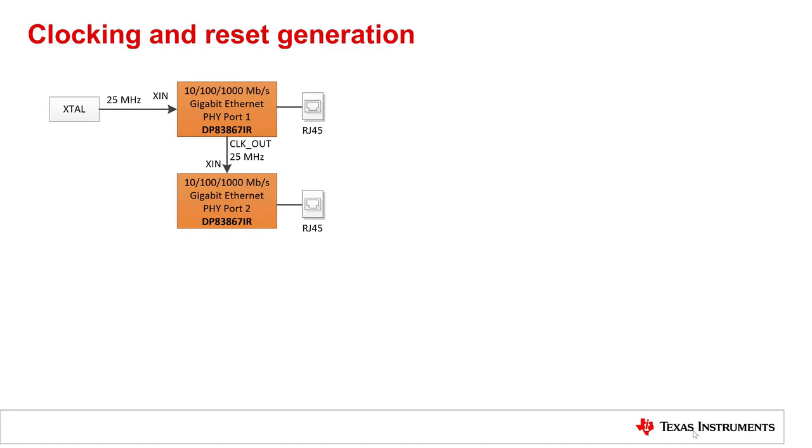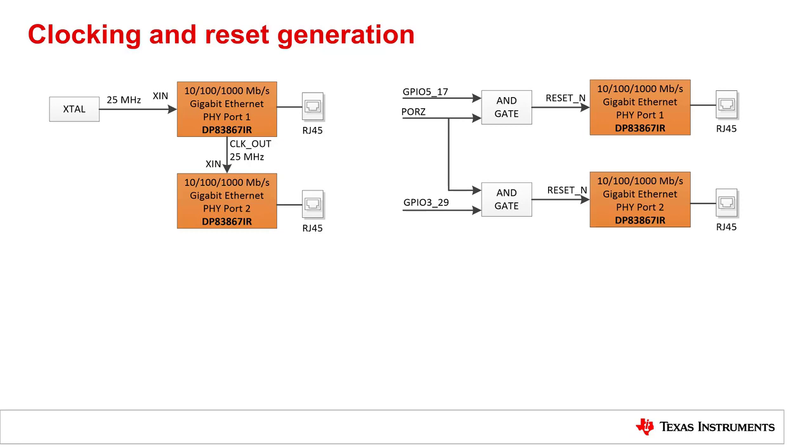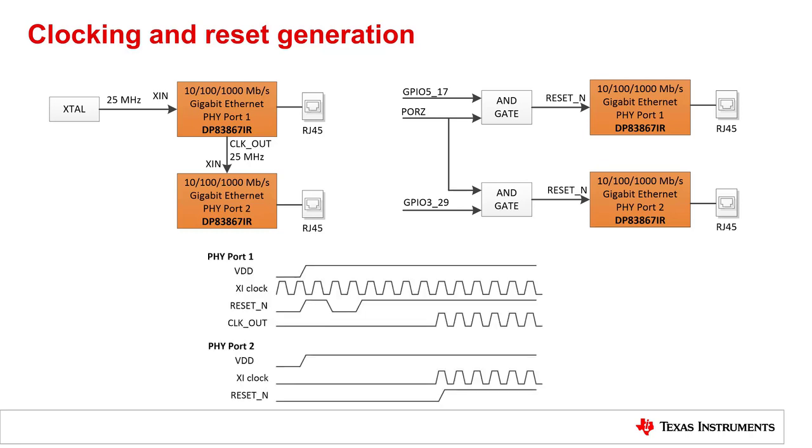For the clocking and reset generation, you need to be aware of the following. We are using one crystal which is provided into the first Ethernet PHY. And then we are using the clock out signal of this first Ethernet PHY and provide this 25 MHz to the second PHY. In order to achieve this, we need to reset the two Ethernet PHYs individually. And for this, we are using two GPIOs. So this is what you need to take care about.